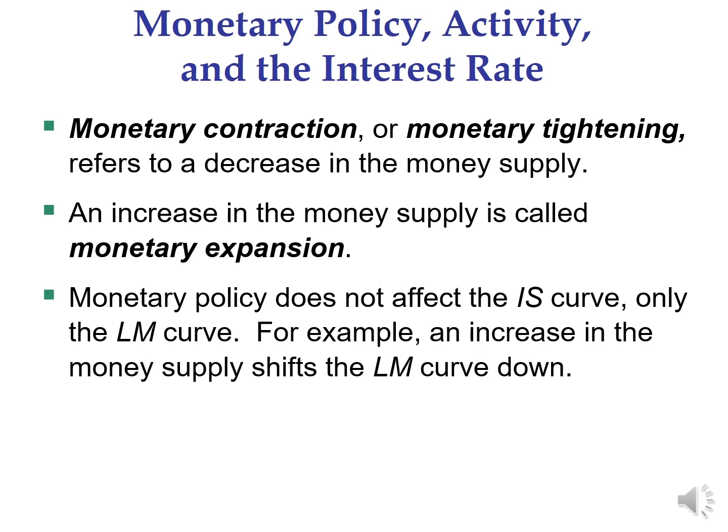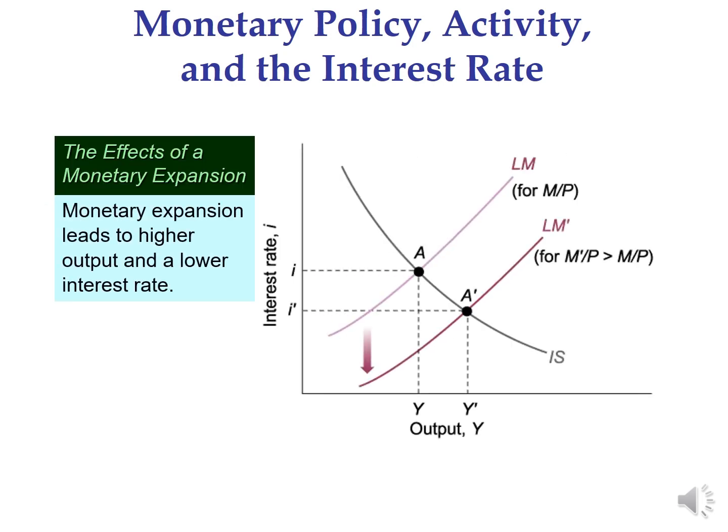Monetary policy activity and the interest rate. Monetary contraction or monetary tightening refers to a decrease in the money supply. An increase in the money supply is called monetary expansion. Monetary policy does not affect the IS curve, only the LM curve. For example, an increase in the money supply shifts the LM curve down. Here is the effect of the monetary expansion. Monetary expansion leads to higher output and a lower interest rate. So the LM curve shifts downward.